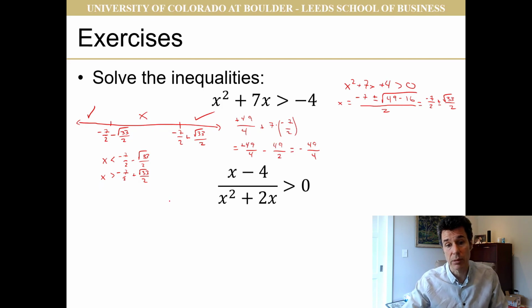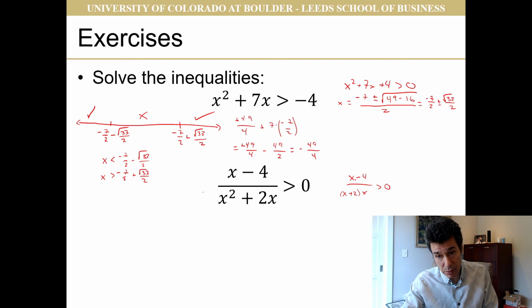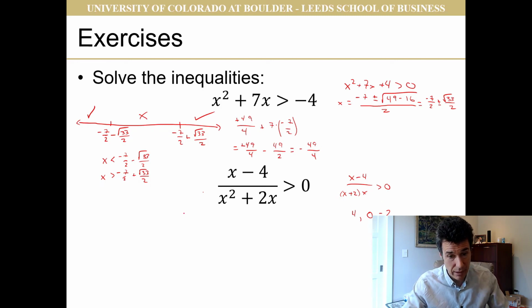All right, last problem. x minus 4 over x squared plus 2x is bigger than 0. So now we're doing x minus 4 over x plus 2 times x is bigger than 0. The 3 interesting points are when this is 0. So 4, 0, and negative 2. 0 and negative 2 are when it's undefined. Again, usual strategy. Draw the number line. Negative 2, 0, 4.